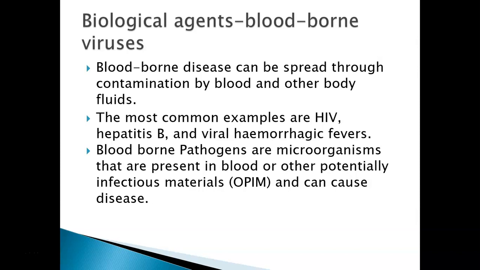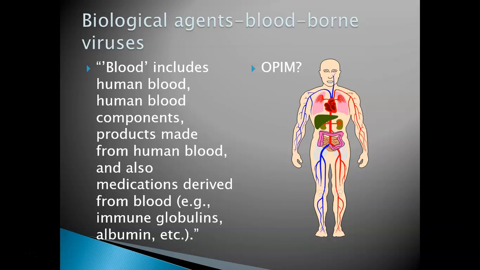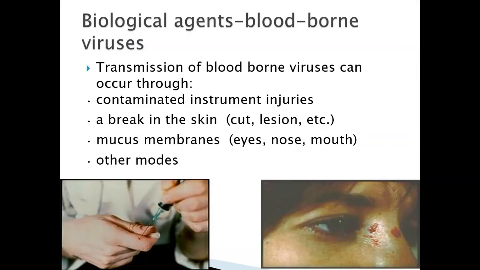Biological agents, bloodborne viruses. Blood includes human blood components, products made from human blood, and also medications derived from blood. Example: immune globulins and albumins, etc. All of these are referred to as OPIMs, other potentially infectious materials. Transmission of bloodborne viruses can occur through contaminated instrument injuries, a break in the skin, cut, lesion, etc.